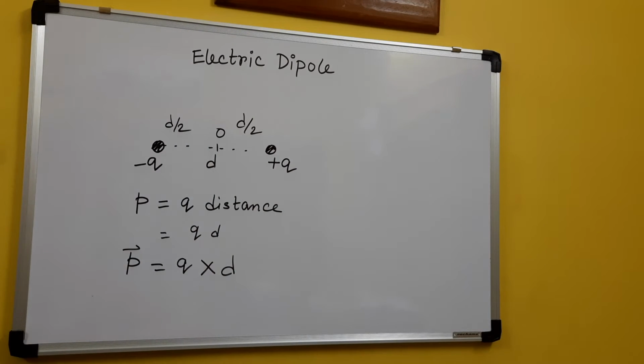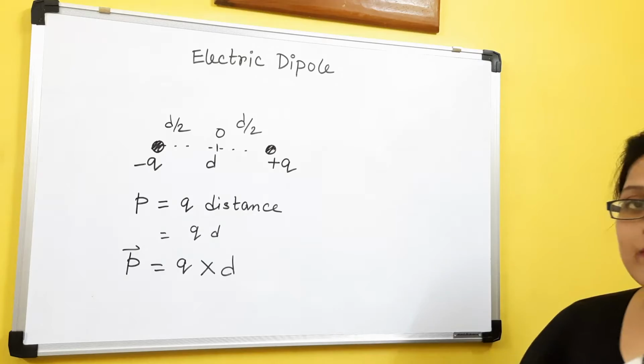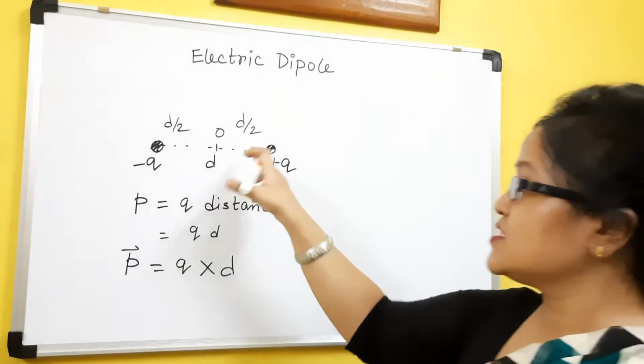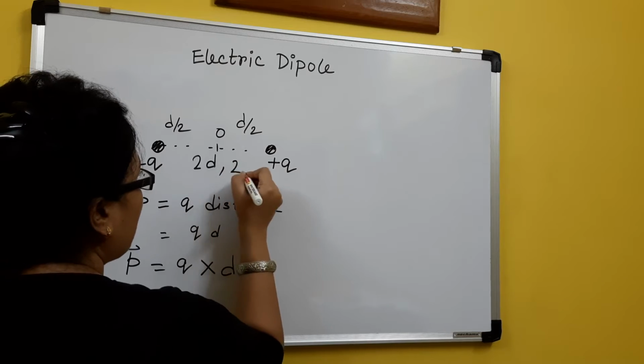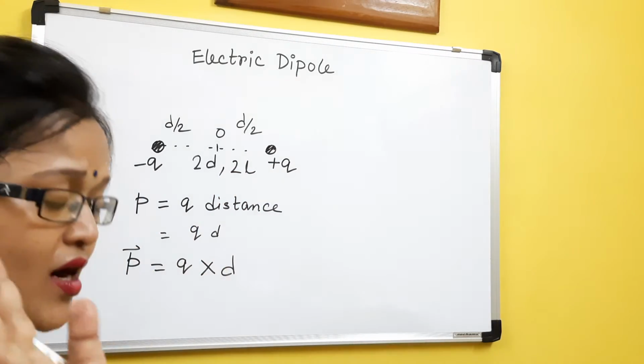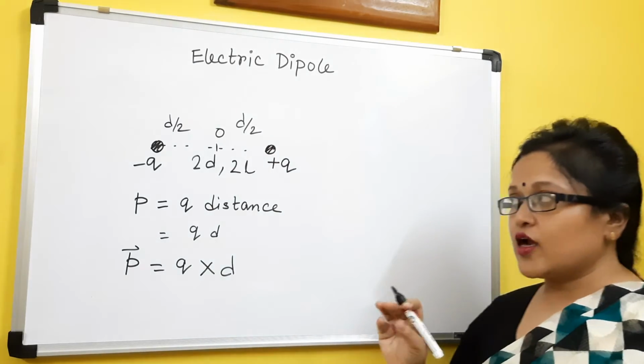Q cross d. Done. Now various books, for easier solving of mathematics, take this distance as 2d or 2l as per their preference. Whatever book you are following, whatever is written, you go for that, no problem.